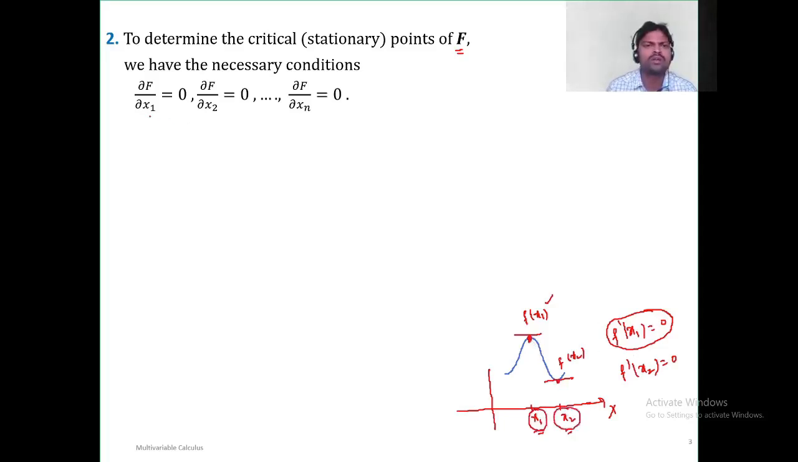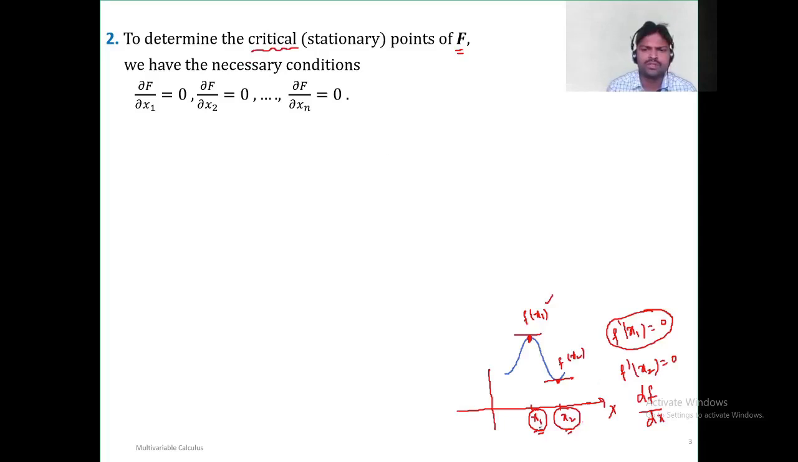Same thing I am doing here. Look at where the derivative is vanishing. Since it is a single variable function, I write df by dx. But here capital F is a function of n variables, so partial derivatives come into the picture. Therefore, dou F by dou x1 is 0, dou F by dou x2 is equal to 0, up to dou F by dou xn is equal to 0. Together these give us the critical points. Once the critical points are obtained, substitute them in the function to get the corresponding function values. The highest one will be the maximum and the lowest one will be the minimum.